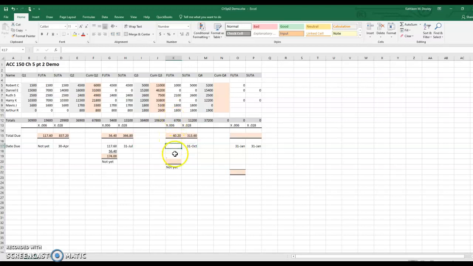Now for FUTA, we had $174 that we owed before, plus this $40.20. That's $214.20. Okay, so that's still below the 500, and so we could wait again. Now, assuming that we're still going to be below the 500 when we get to quarter 4.